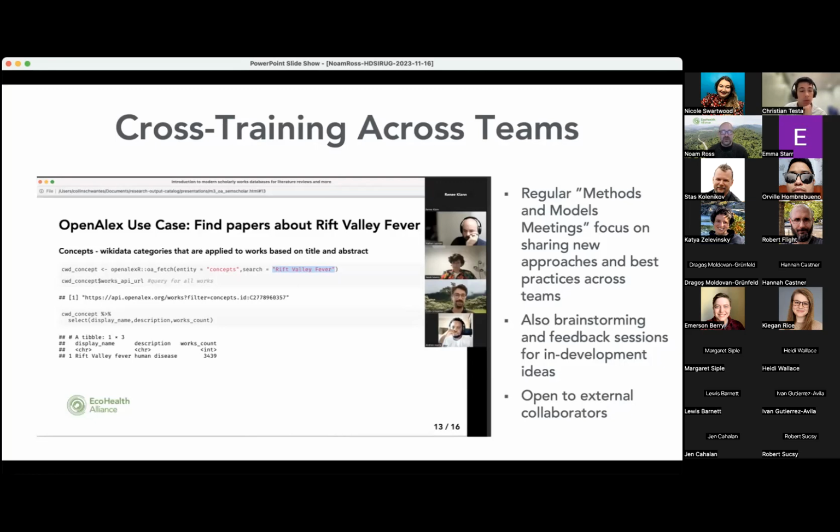And so at our organization, we have something much like what you're doing now. We have a weekly meeting, which we call methods and models, where people give talks about methods, be it how to do something, how to use a tool, for brainstorming methods and having feedback sessions for in-development ideas and code. This is a mix of internal and external collaborators. And it's not necessarily that unique a structure. Lots of organizations do it.